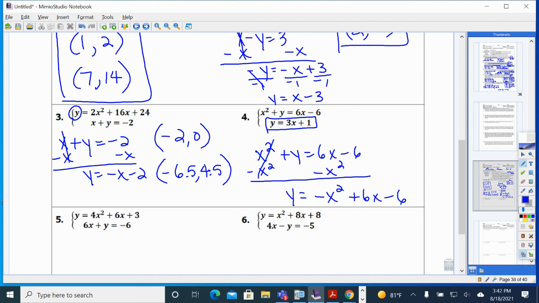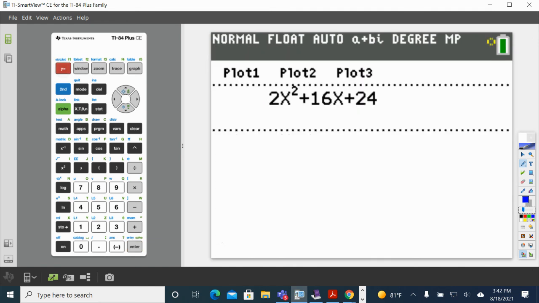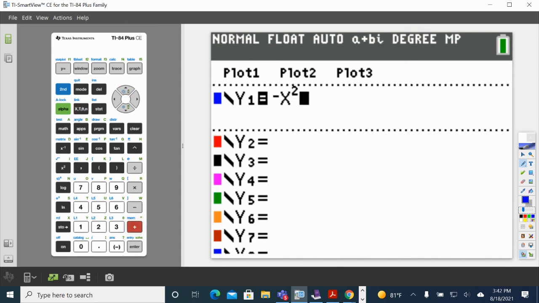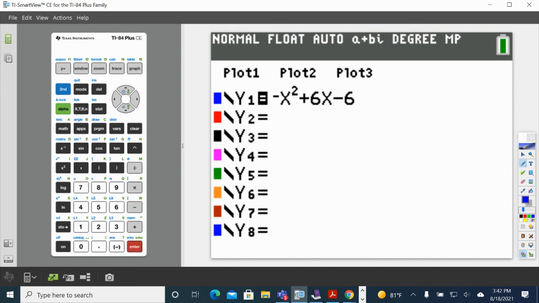So putting those into the graphing calculator, go back to y equal, clear out the old, and we'll put in our equations. So the first one's negative x squared plus 6x minus 6. And the second one was 3x plus 1. Graph.